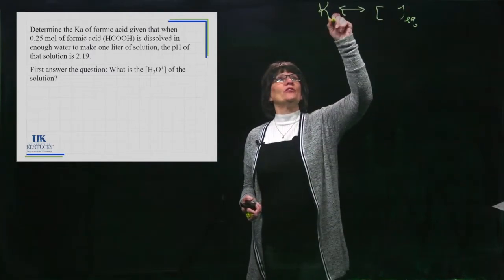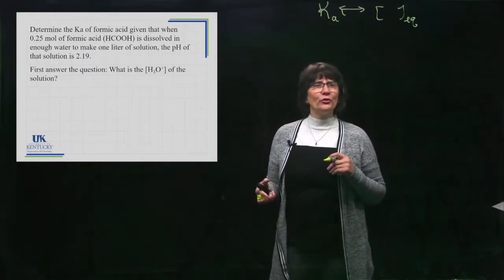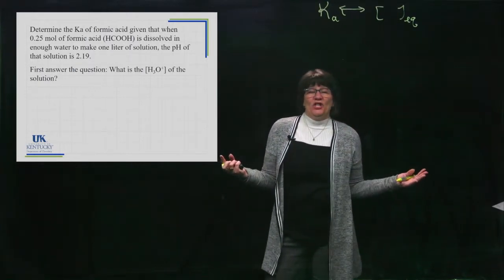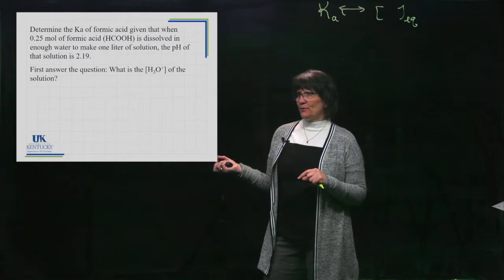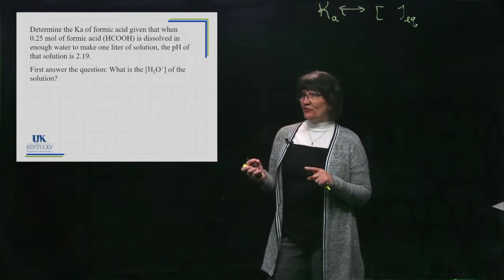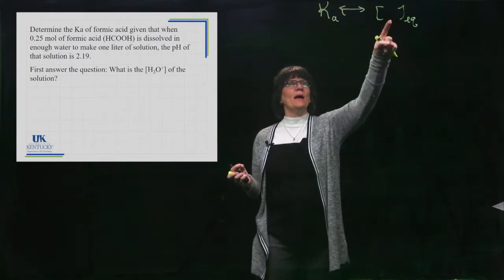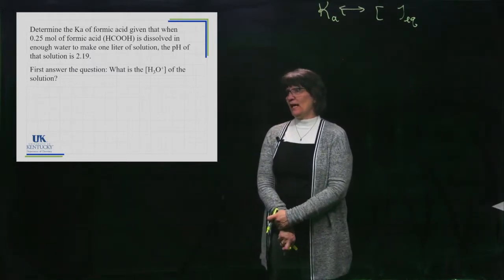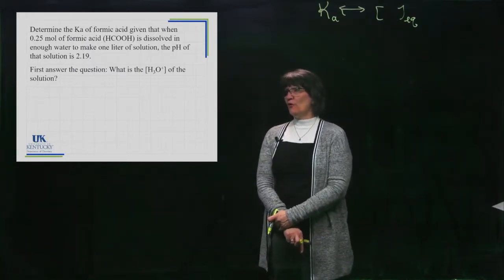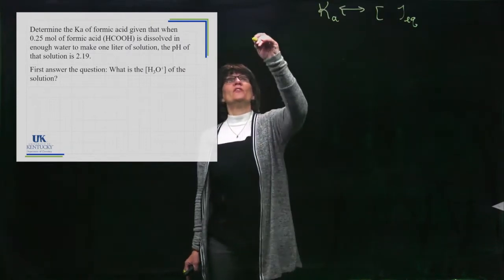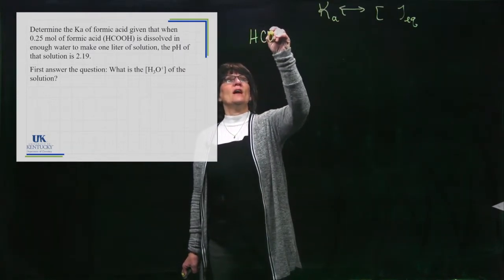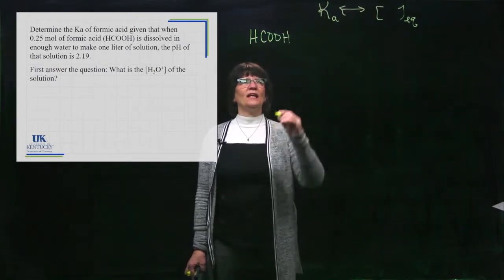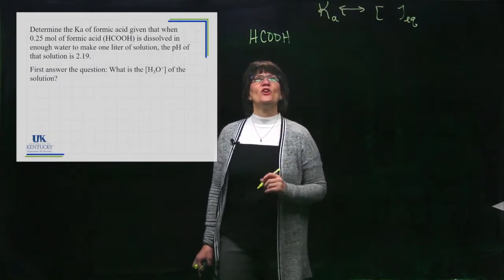We're dealing in the world of Kas now, but that was true when we were dealing with just equilibria in general in our previous chapter. So in this case, we're going to determine Ka. So somehow I need to know the equilibrium concentrations in order to get the Ka. Now they give me the formula for formic acid. So this is HCOOH. That's formic acid. So that's an organic acid again, and it's this hydrogen that's donatable.